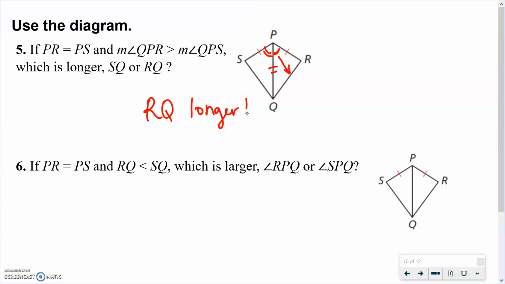All right, so then we're going to look at this one, and it says if PR is equal to PS and the side length of RQ is less than the side length of SQ, we want to know which angle is bigger up here. So this one is shorter and this one is longer. So that means that this angle is going to be smaller and this one's going to be larger. So we know that angle SPQ is larger.